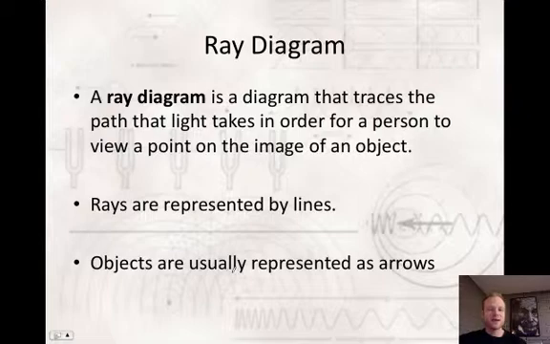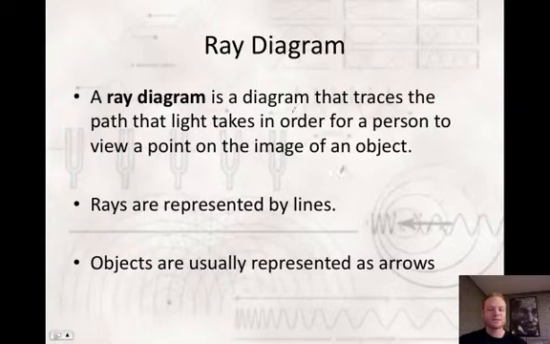A ray diagram is basically a diagram that traces the path that light takes in order for a person to view an object or an image in a mirror. If you go stand in front of a mirror, we could trace a ray diagram from you to the mirror, and it would show how the image is being created in the mirror.